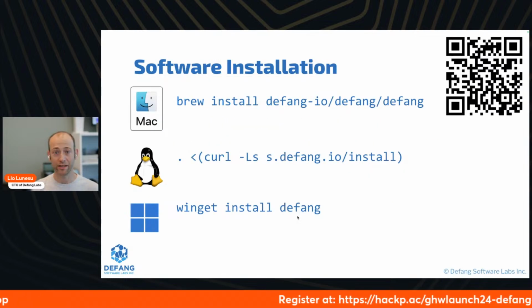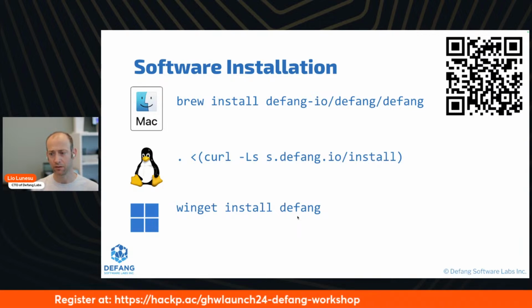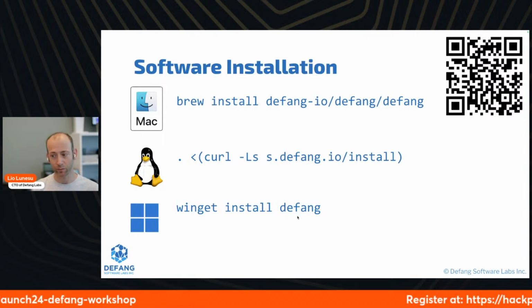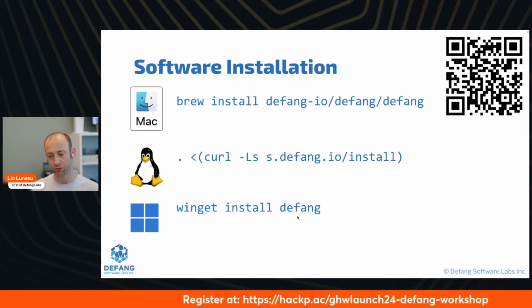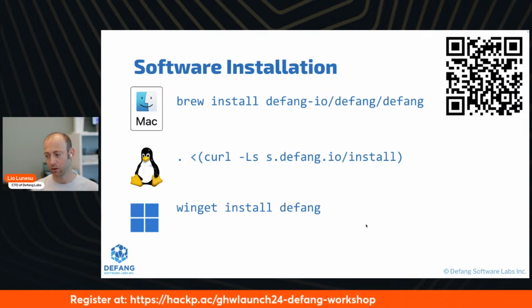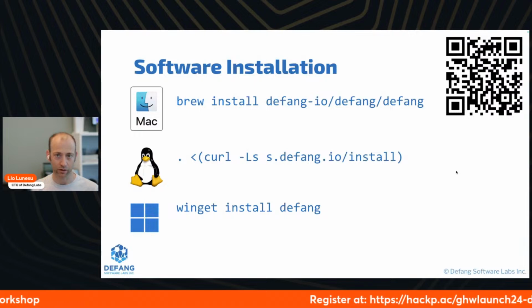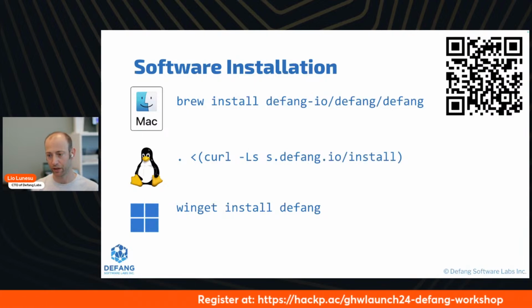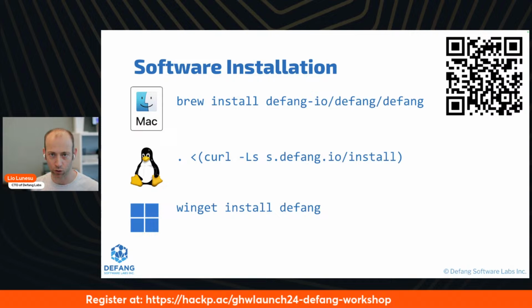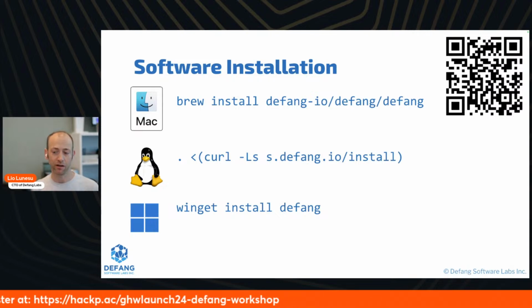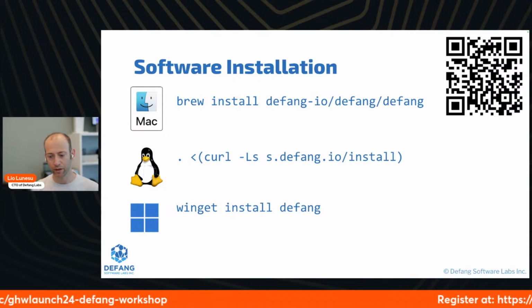So let's get started with the installation. These are the three most common ways to install the tool. On Mac, you'd use brew. On Linux, you'd use the install script. And on Windows, you can use winget. If you have an older version of Windows without winget, you can scan this QR code, which points you to our documentation site for the alternative installation methods. Go to our homepage as well. You'll have different ways. You can download manually, unzip the file, this kind of thing. But these are the three easiest ways to install.